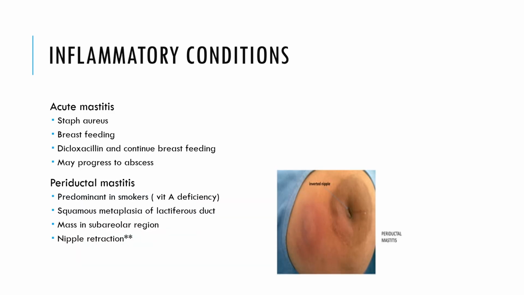Now we'll talk about the inflammatory conditions of the breast. What is acute mastitis? It is inflammation of the breast, usually in a breastfeeding female, associated with Staph aureus. So it is spreading from the mouth of the baby as the baby is sucking. The Staph aureus, which is a usual commensal in the baby, comes to the breast. If there is a crack in the breast, it can get into the breast and cause inflammation.